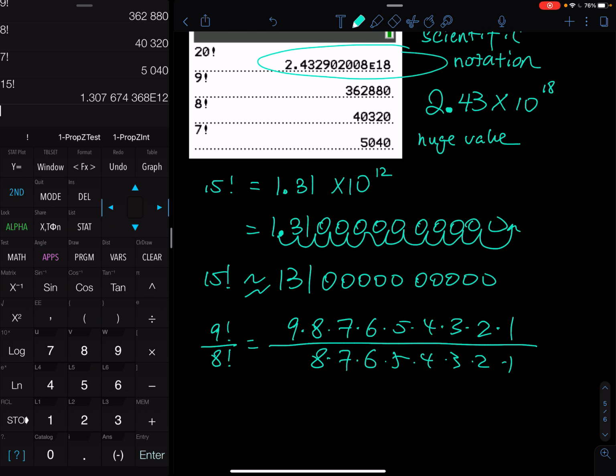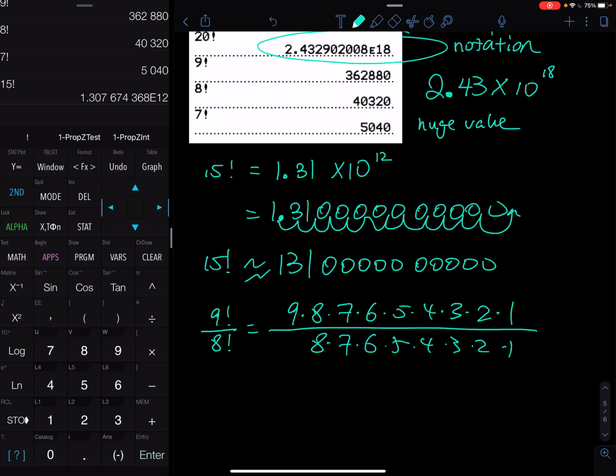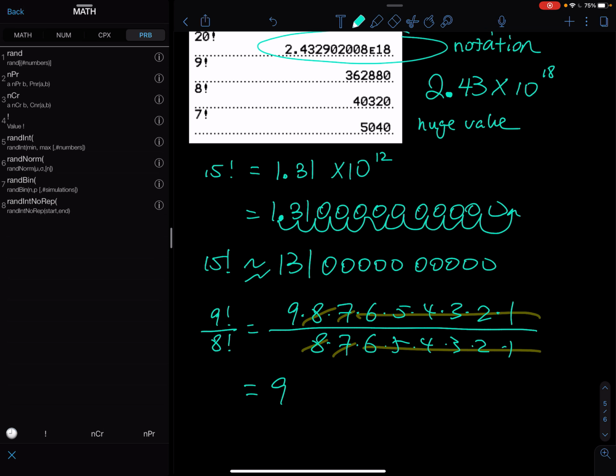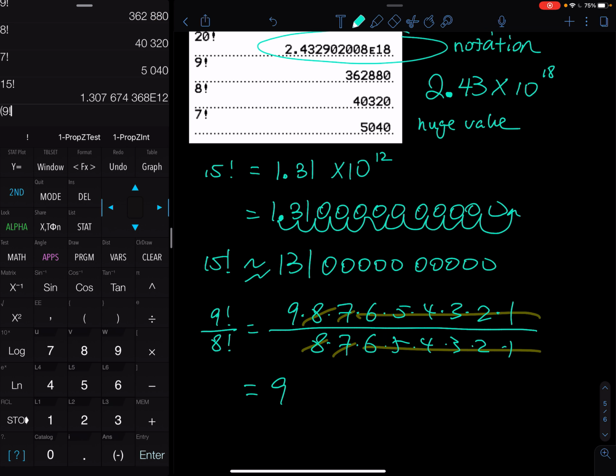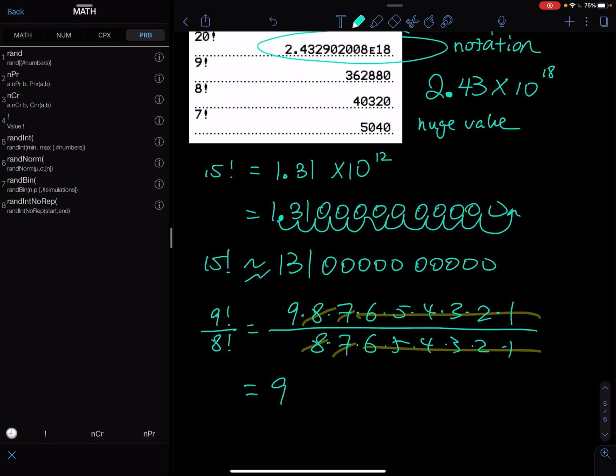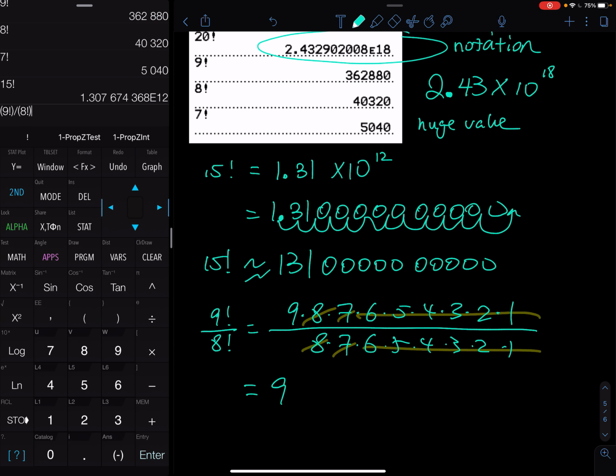So if you know how to reduce a fraction, you can reduce all of this, right? So the 8 and the 8, 7 and the 7 and the rest. So therefore, this is only equal to 9. So how do you use a calculator to do it? So you have to use parentheses. So you type a left parenthesis, and then you type a 9, and then you go to math, probability, fourth option, 9 factorial, close the parenthesis, divided by, open parenthesis, 8, and then math, probability, factorial, close that, and then there you have it.